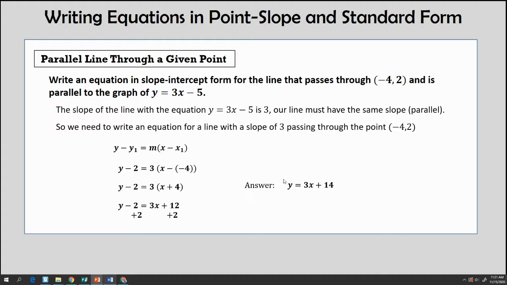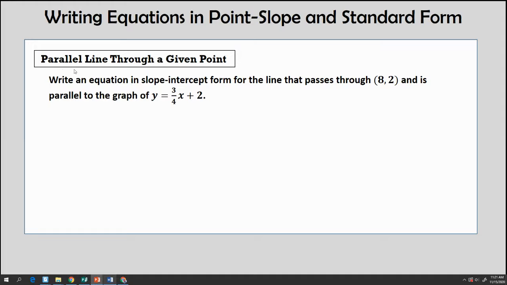I have this little formula, this point slope form, that's really easy to solve for y and put in slope-intercept. So there's our answer. Y equals 3x plus 14. This line is parallel to the given line. They have the same slopes. They go through different y-intercepts, and this line will go through the point negative 4, 2. That's what we've done there.